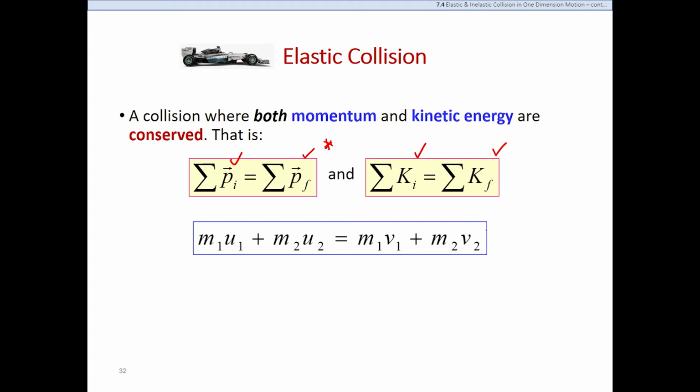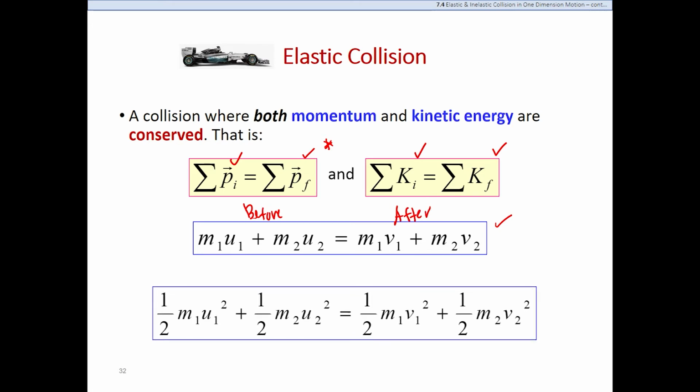This is the formula for momentum. Conservation of momentum: momentum before collision equals the momentum after collision. Same for kinetic energy: kinetic energy before collision equals kinetic energy after collision. In other words, it is conserved. So for elastic collisions, momentum and kinetic energy are both conserved, which is different from the inelastic collision.